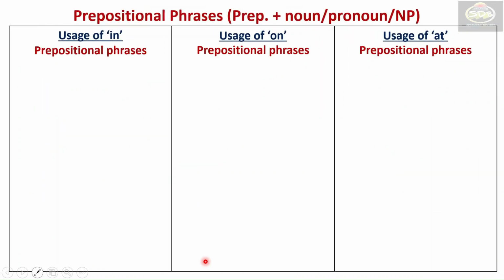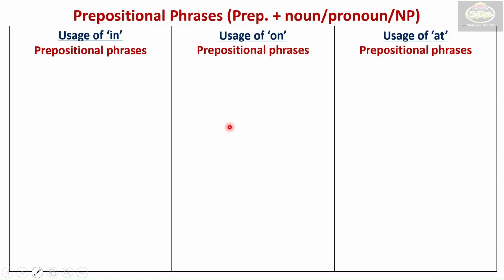Let's observe some prepositional phrases. Students, you know that prepositional phrases are the type of phrases in which there is a preposition in the beginning and after that there may be a noun or pronoun or a noun phrase. And there are some prepositional phrases in which we have to use in, on or at.